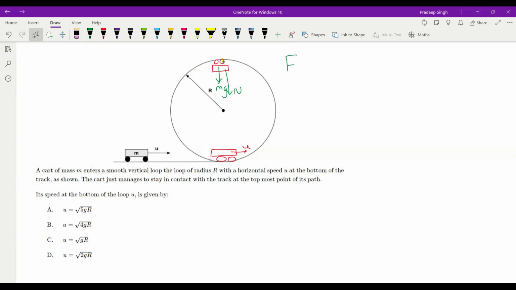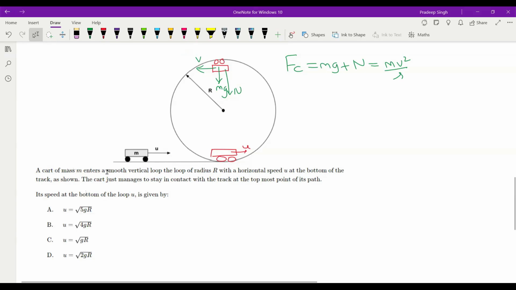And now we can write down the centripetal force, which is the net force acting towards the center, which in this case will be mg plus N. So let's write that down. mg plus N will be your centripetal force, and we can equate that with mv squared by r, where v is the tangential speed of the cart at the topmost point, which I have represented over here.